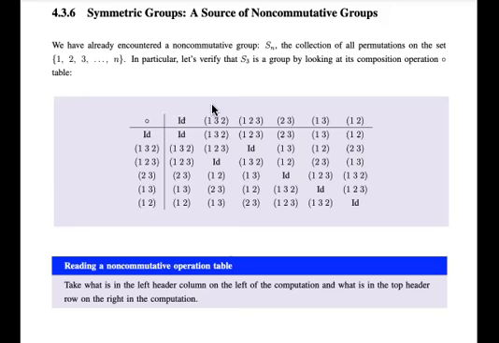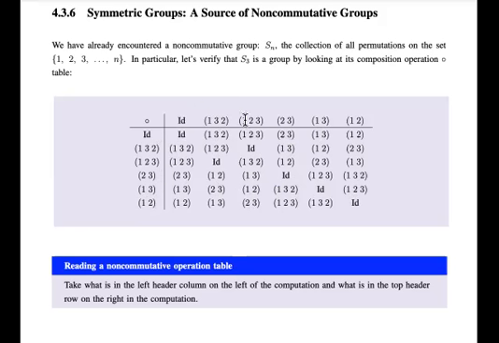Notice that in each column, you have the identity permutation, which means do nothing, and in each row, you have it exactly once. That means that everything has an inverse, and this is composition of functions.